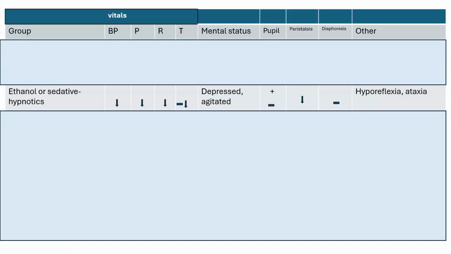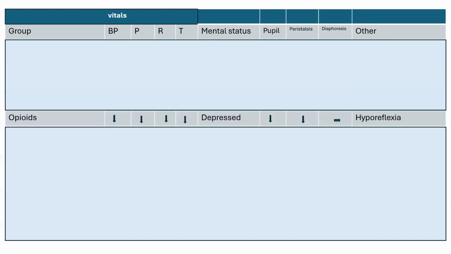With ethanol and sedative hypnotics, most are kind of obtunded. All those parameters will be lower: blood pressure will be lower, pulse rate, respiratory rate, and temperature can be lower, and the peristalsis will be decreased, so they will be hyporeflexic and ataxic, and mental status will be depressed or agitated. Opioids, a similar spectrum: blood pressure, pulse rate, respiratory rate, and temperature will all be lower, mentally depressed, and the pupils will be constricted, with low peristaltic movement, and hyporeflexia.